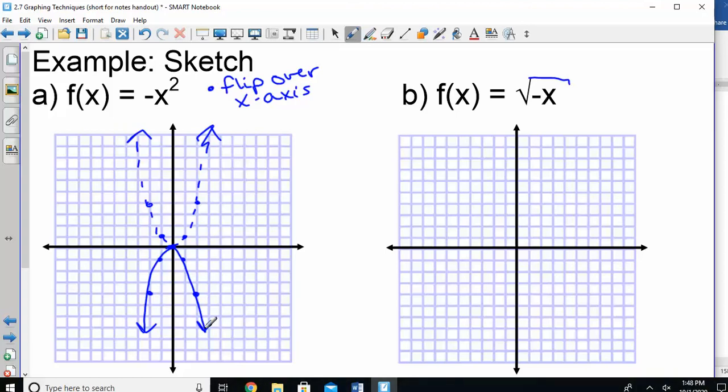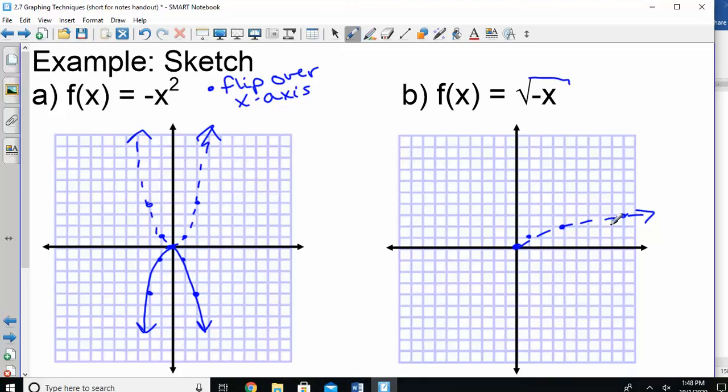B, a square root function would be our parent function. So square root we know starts 0, 0, 1, 1, 4, 2, 9, 3. Do you guys all know where I'm getting these points? These were our common functions that we were working on the past 2 days.